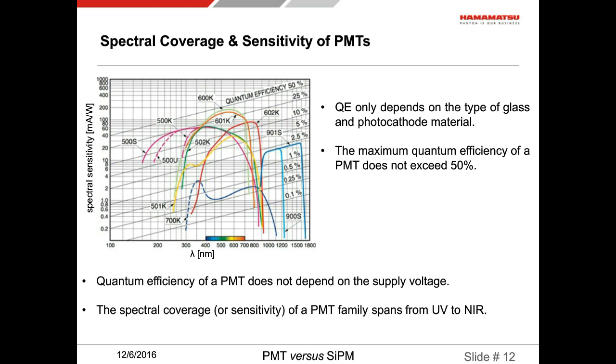Quantum efficiency in the PMT does not depend on supply voltage. Again, it only depends on these two aspects, type of glass and photocathode material.